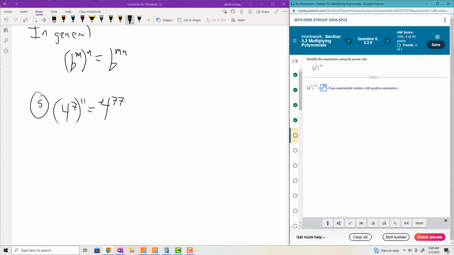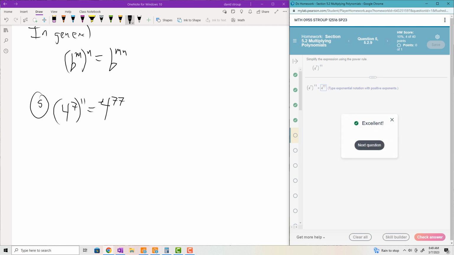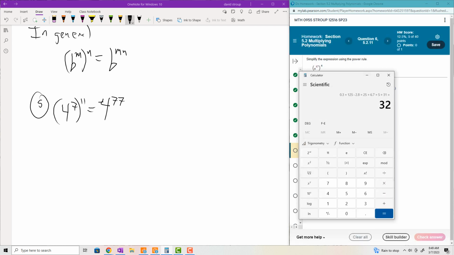Which I doubt our calculator would even want to stomach that number. It would probably freak out. Let's see what the calculator does. 4 to the 77th power. Oh no, it gave you something. 2.28 times 10 to the 46. That's a number with 46 digits in it. So it's a big number.